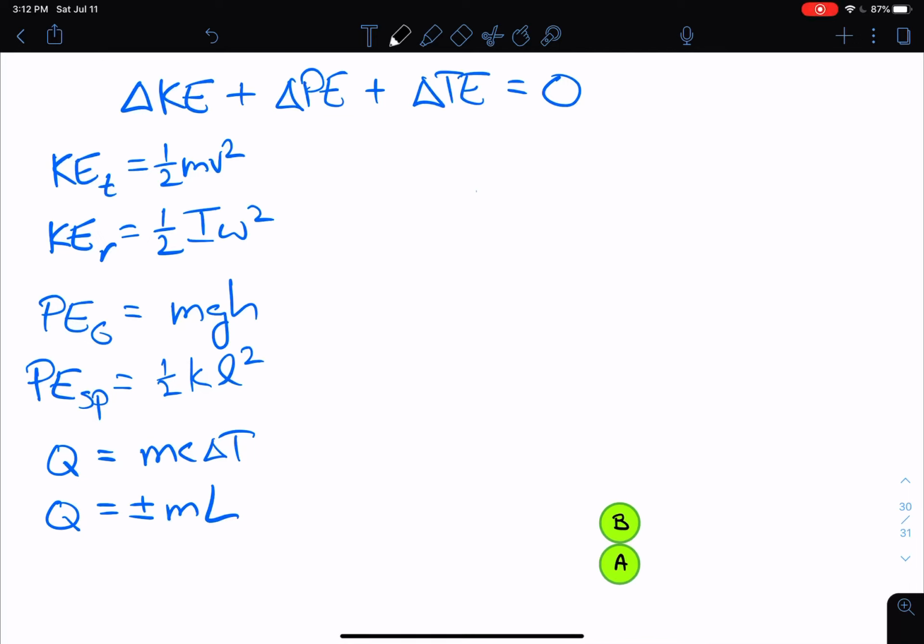Let's talk about energy. Here I have the law of conservation of energy. The change of kinetic energy plus the change of potential energy plus the change of thermal energy equals 0. And there are many forms of energy.